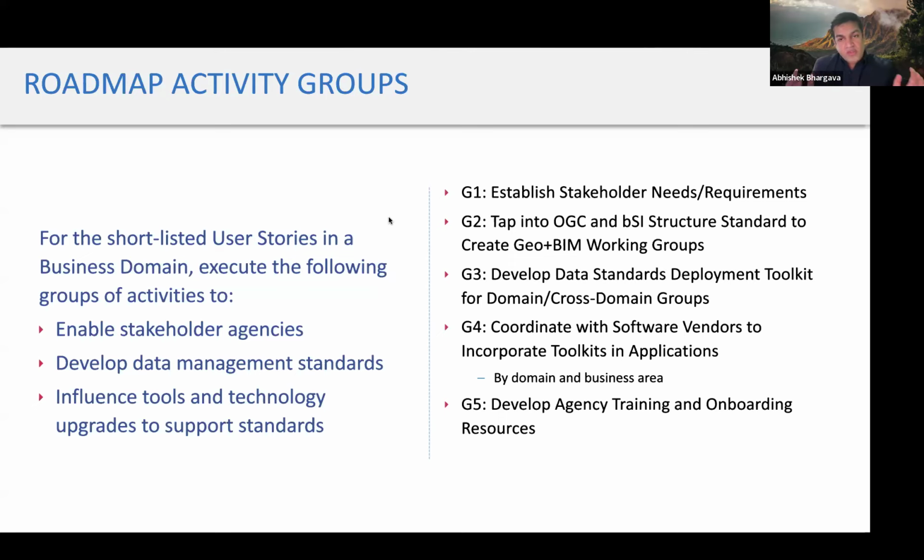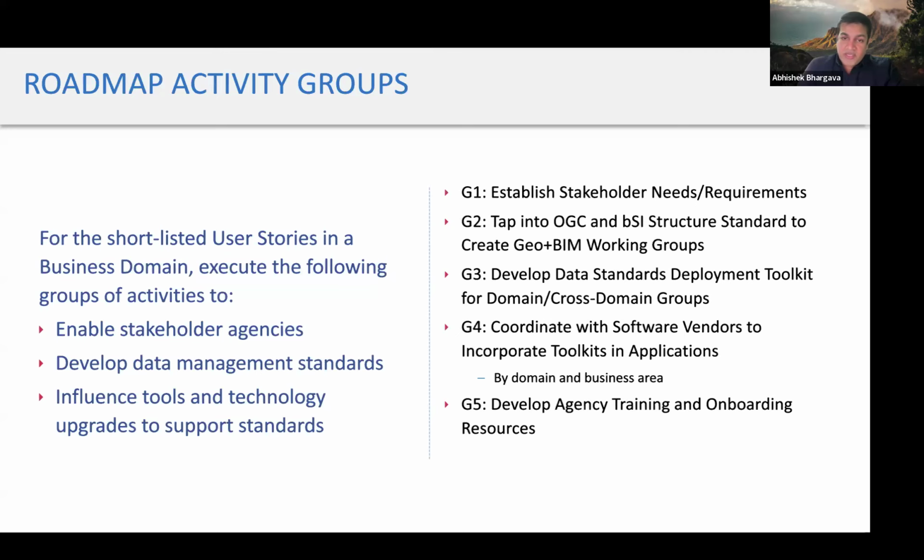So creating those working groups and giving them this information that was collected as part of the G1 set of activities is what we identified as the next set of activities, and we grouped them under G2. So now we have the data, we have the needs and the requirements, we have the appropriate working groups identified in OGC and bSI. We know which working group, what data elements, what standards need to be brought to the table. We are now ready for actually developing those data standards.